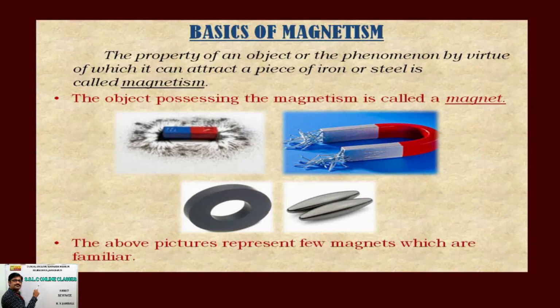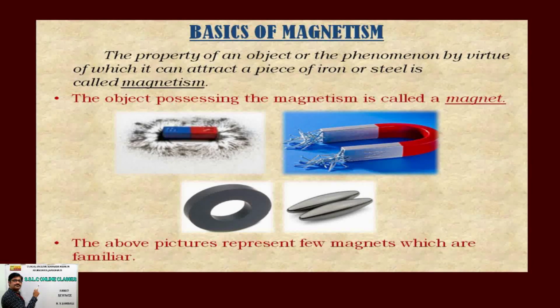Let's take the basics of magnetism. So let's define first what exactly magnetism is, and later we will take the definition of a magnet. The property of an object or a body, or the phenomenon by which it attracts a piece of iron or steel, is known as magnetism. Magnetism is the property of an object or the phenomenon by virtue of which the body can attract the piece of iron or steel or such substances. That is known as magnetism.